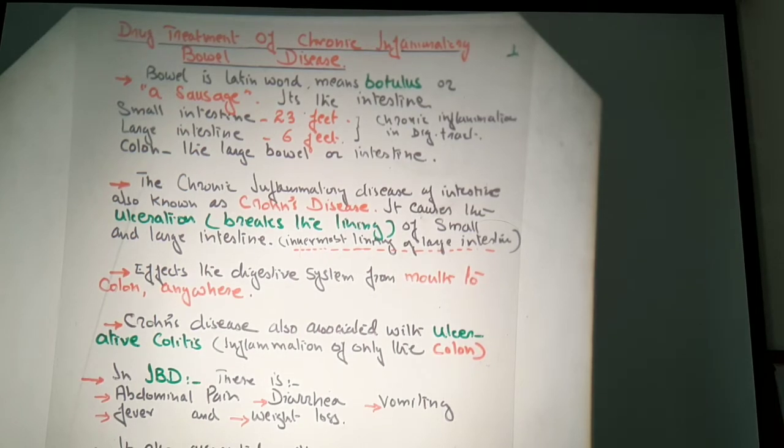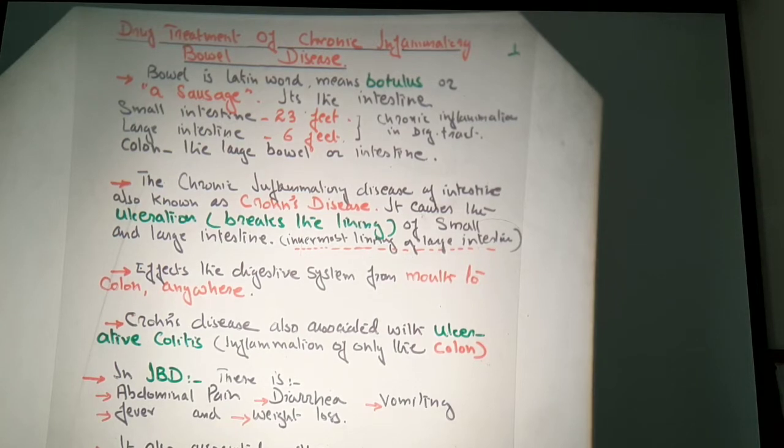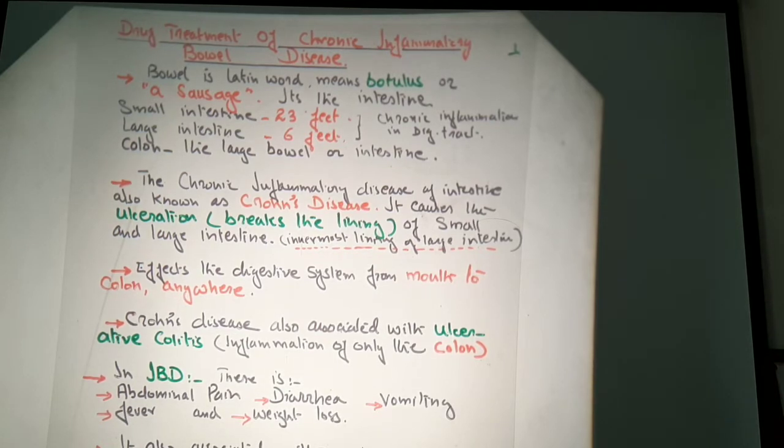Gastrointestinal drugs, in which we have discussed a few topics such as the proton pump inhibitors, antacids, and how the treatment of gastric or duodenal ulcer takes place. Now, in continuation with that topic, the next is the drug treatment of chronic inflammatory bowel disease. Bowel, you know, is a Latin word.